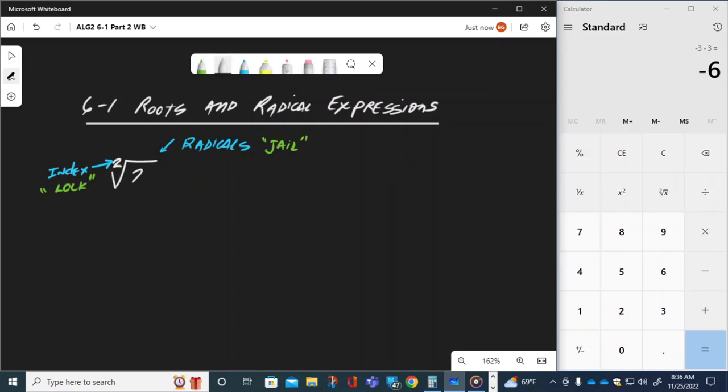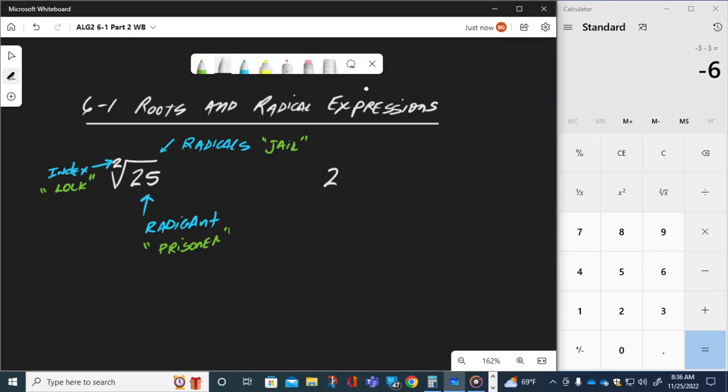And the number inside is called the radicand. The radicand. But this here we call the prisoner. Okay, and that's the game we play. We need to get this 25 out of the jail.